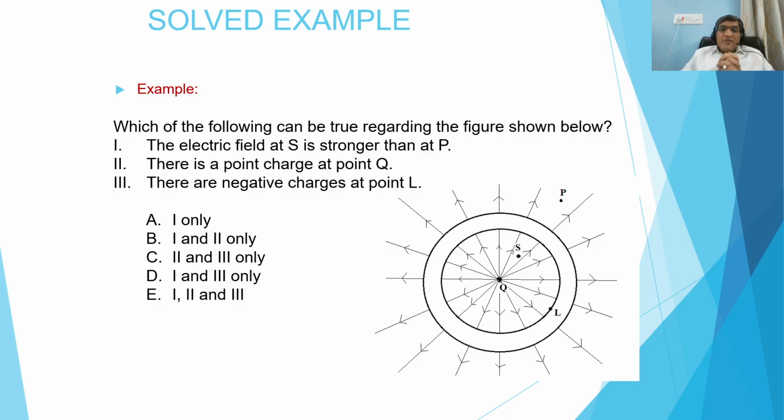And there are negative charges at L. So there are no negative charges at L, because there is no indication of electric lines of force which move towards L. So the answers 1 and 2 are correct.